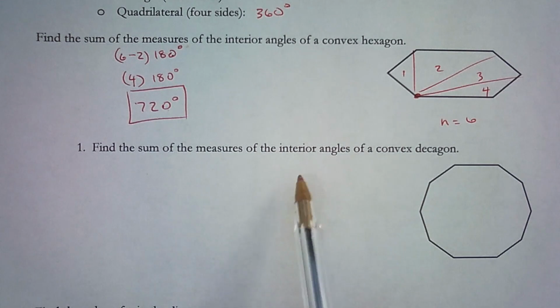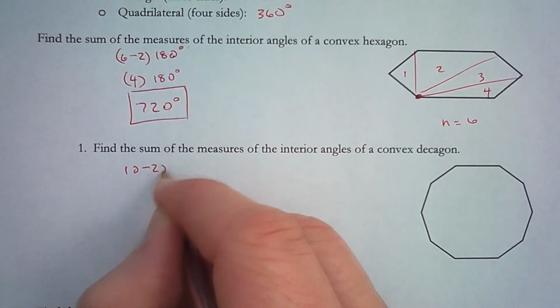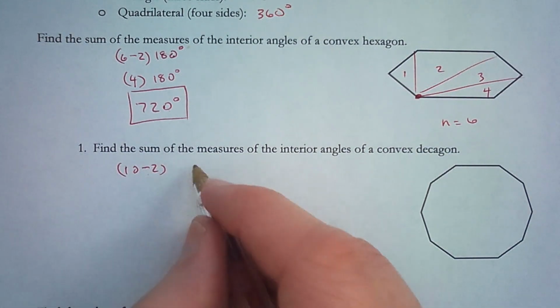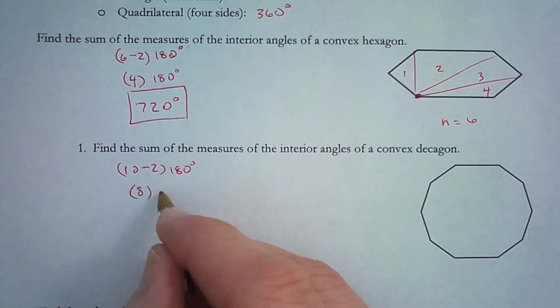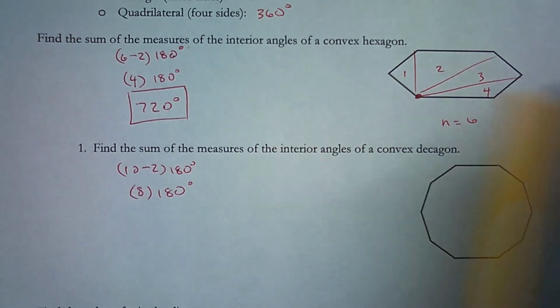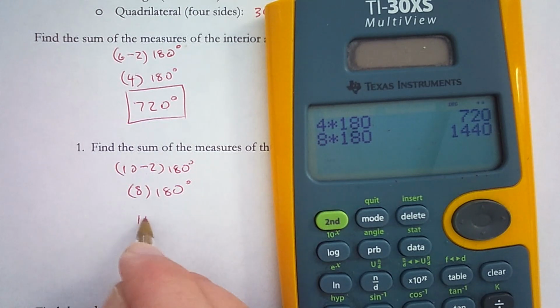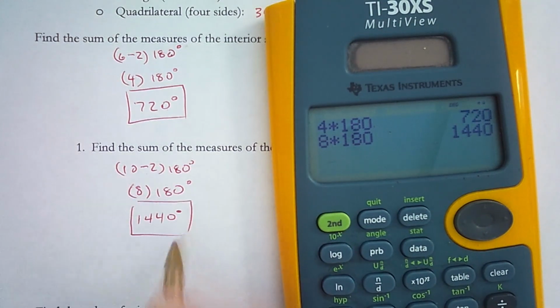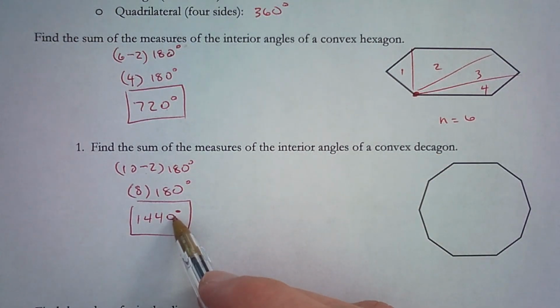So here, I've got a decagon. That's 10 sides. I do not want to draw in all of the diagonals to count the triangles. So I'm just going to know that 10 minus 2 gives me the number of triangles. And each triangle is 180 degrees. So that's 8 triangles times 180 degrees. And 8 times 180 is 1440. So I know that every decagon, every convex decagon will have a total of 1440 degrees.